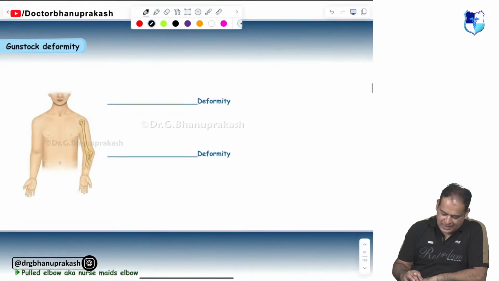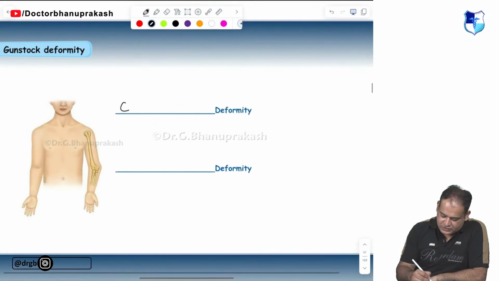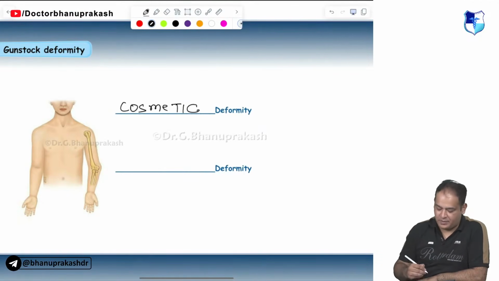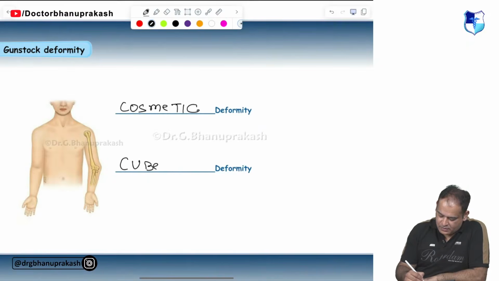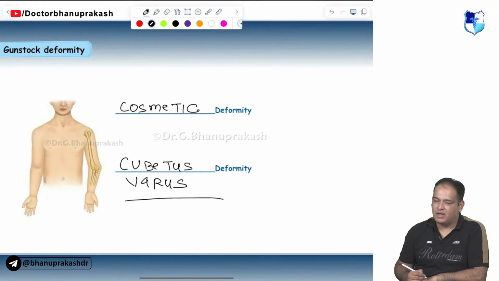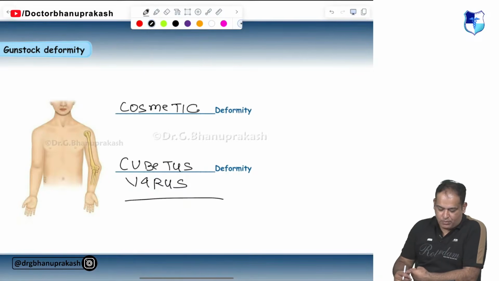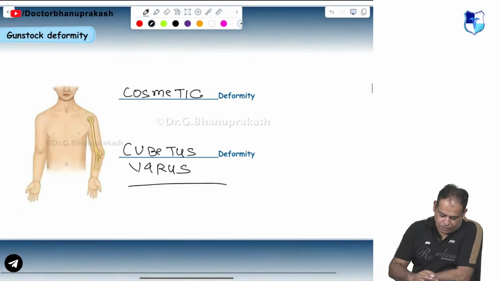Okay. Gun stock deformity. First of all, it is just a cosmetic deformity. Second, it is a cubitus varus deformity. And what is the treatment? Modified French osteotomy.